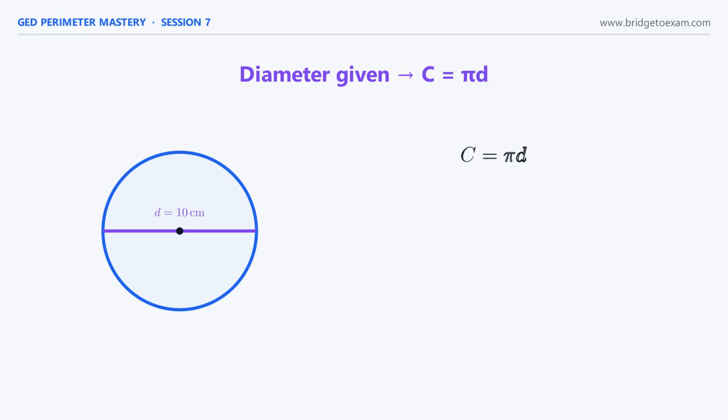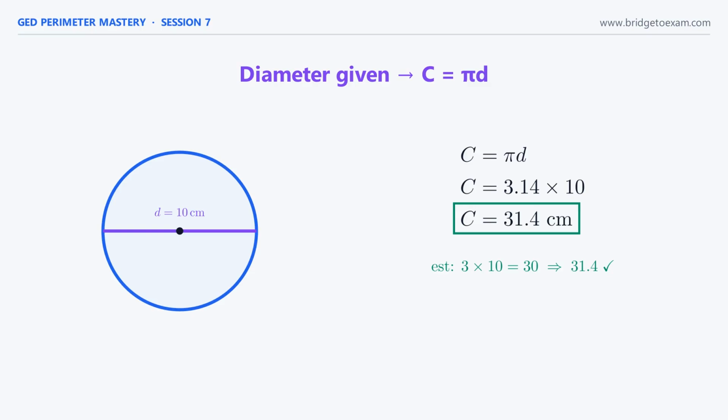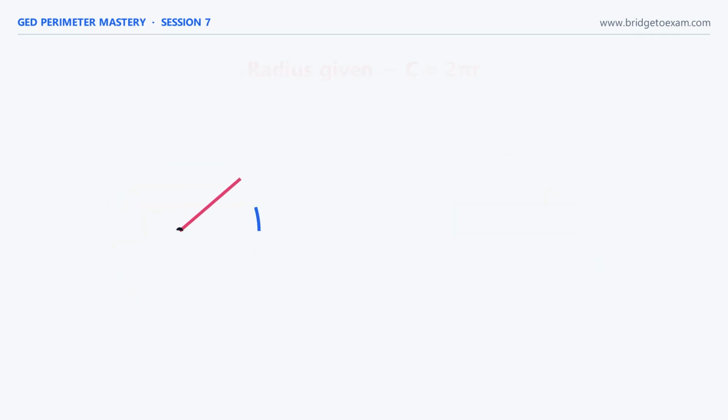Diameter given. A circle has diameter 10 centimeters. So use C equals pi times d. 3.14 times 10 is 31.4 centimeters. And check it against the estimate. 3 diameters would be 30. 31.4 is just over.